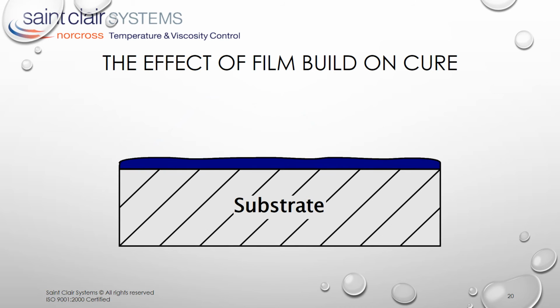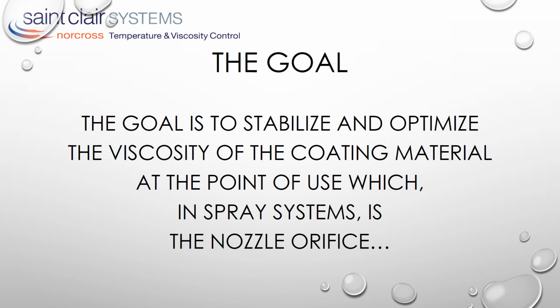If the viscosity can be controlled and the system set up such that atomization, deposition, and film build are even across the part, the cure will be even and the result significantly more predictable. This smoother surface will also produce a higher gloss. The goal, then, is to stabilize and optimize the viscosity of the coating material at the point of use, which in spray systems is the nozzle orifice. No other material temperature in the system matters to the stability of the coating process.